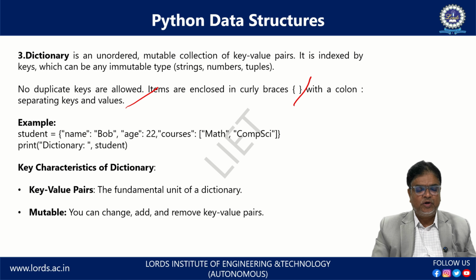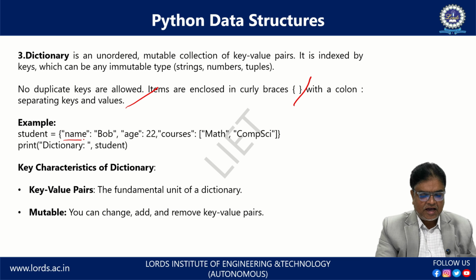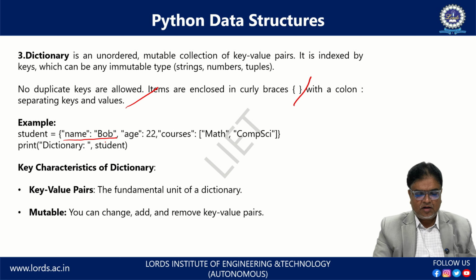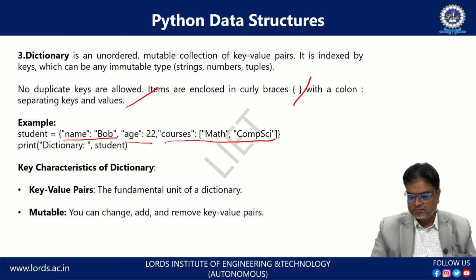The example of this is student. You can see here the name; we have the key and after the colon, the value. This is one key-value pair. Then we have the age, and the age is given here. Then we have the courses: math, science, and computer science. So we can include these types of data in the dictionary. The key characteristics of a dictionary are key-value pairs, the fundamental unit of a dictionary, and mutable: you can change, add, and remove key-value pairs.